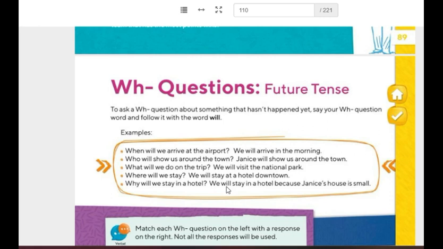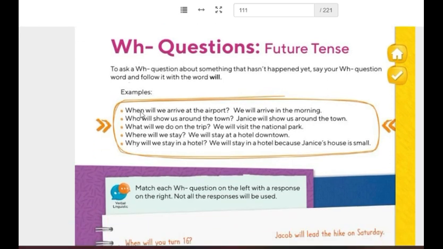In this one, as I told you, we have WH words. So for example, when will, look at this one, when will. All of them, because it is future, you are going to use will. Who will show us around the town? What will we do on the trip? Where will we stay? Why will? All of them we need will because we are talking in future.